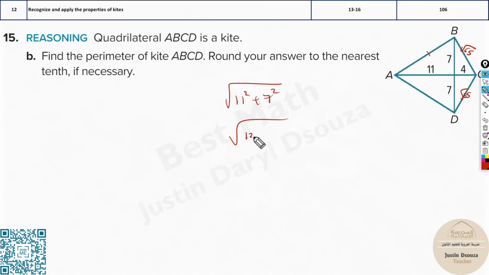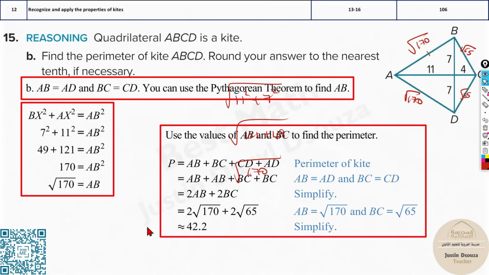Over here it will be 121 plus 49. That is square root of 170. So this one is square root 170 and over here also square root 170. So you add all of this, you'll directly get the answer. So you basically add all the sides, right? So it's 2 times square root 170 plus 2 times square root 65. Put it in the calculator and they have told nearest tenth. So 42.4 would be the answer.